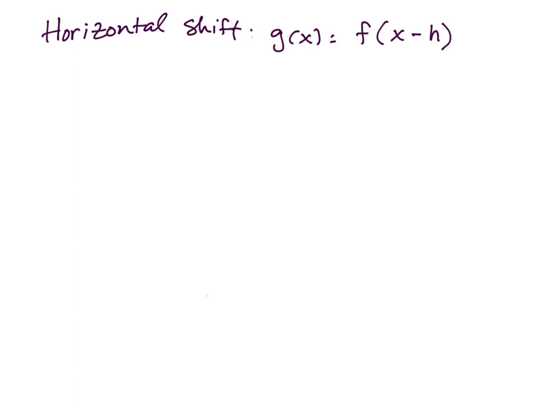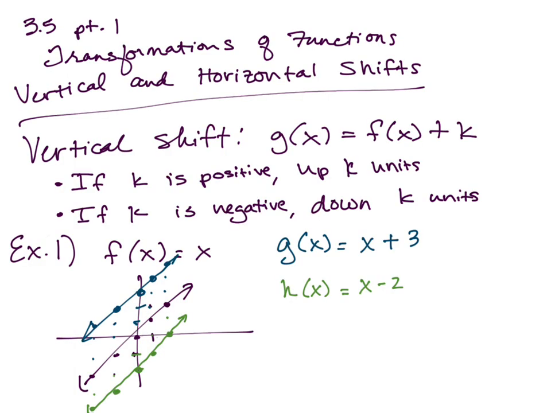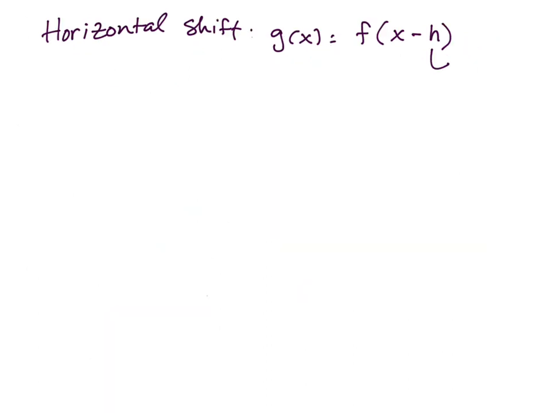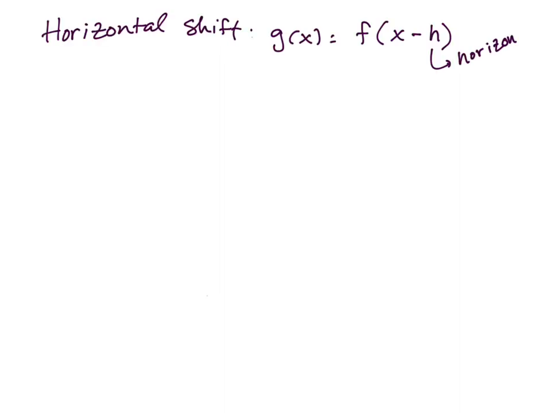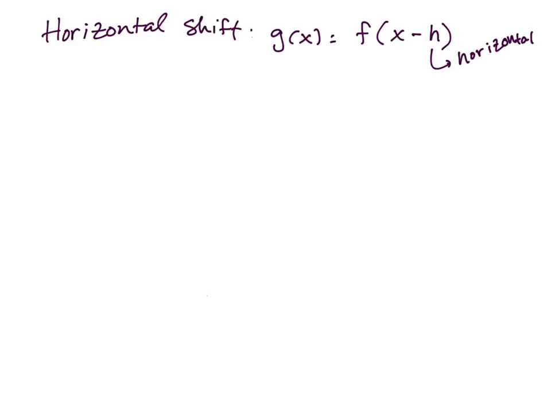Okay. Used to, when I was corny back in the day, I would teach my kids that k stood for vertical with a K, and h stands for horizontal with an H. Aren't y'all glad I'm not corny anymore? No, quit that. Okay, h for horizontal.